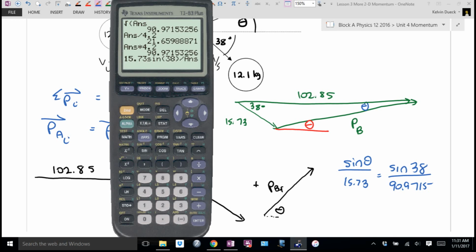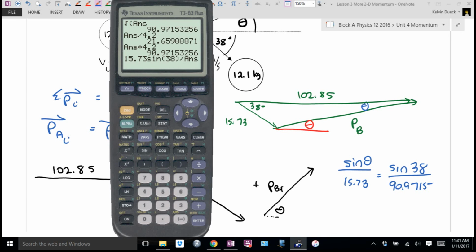Robbie, I'm a big fan of using the answer button. I know that I wanted the 90.9715, but I preferred to have the answer button right there. So after I got that 90.97 and divided by the mass to get the velocity, I multiplied it by the mass again to get that back in my answer button, because I'm that lazy. I've counted the number of keystrokes. It is less typing and more accurate.